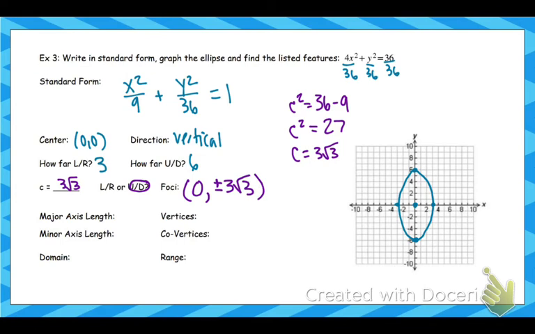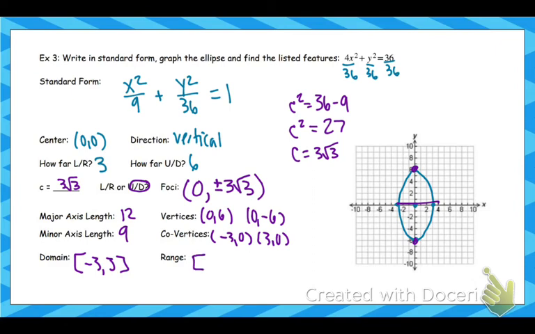Major axis is the longer axis, that's 12. Minor is the shorter, that shorter distance there is 9. The vertices are on the major axis, so that's 0, 6, and 0, negative 6. Co-vertices are on the shorter, so that's negative 3, 0, and 3, 0. Domain left to right, negative 3 to 3. Range bottom to top, negative 6 to 6.